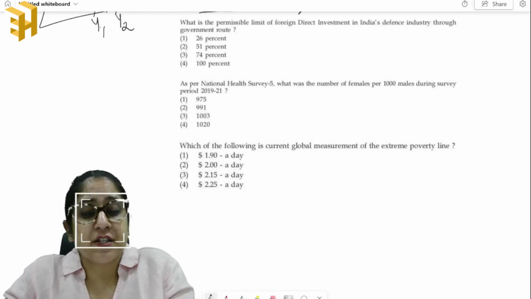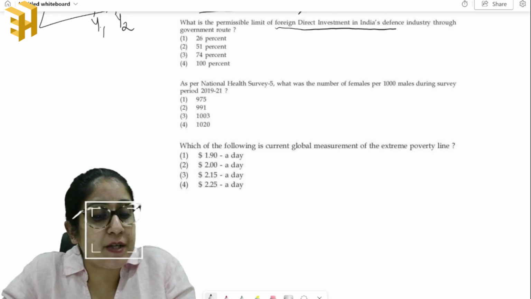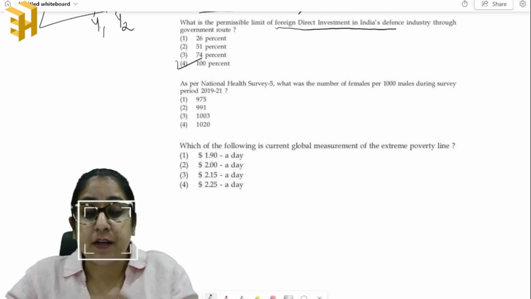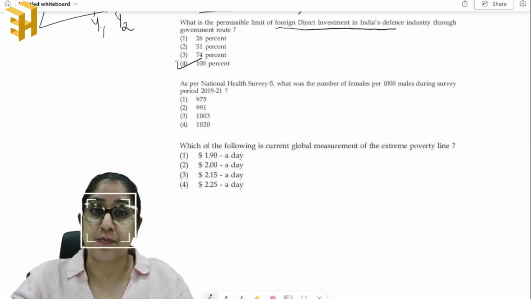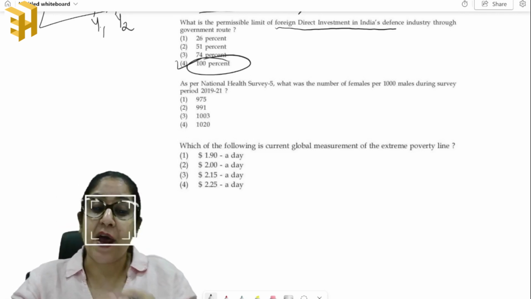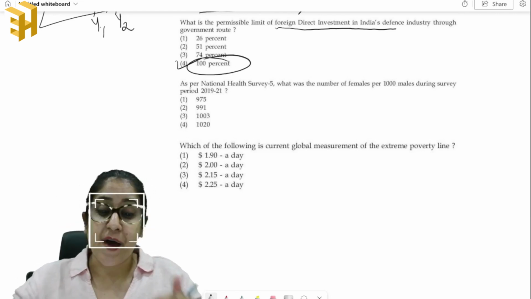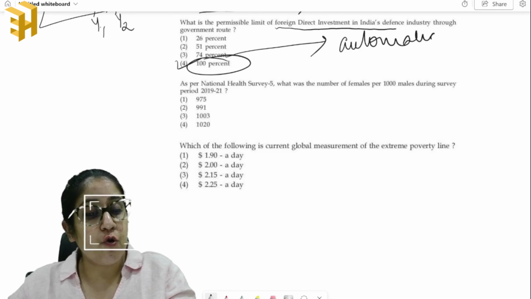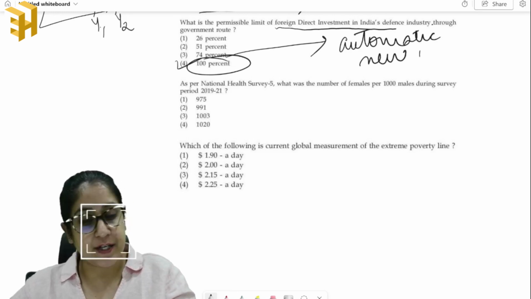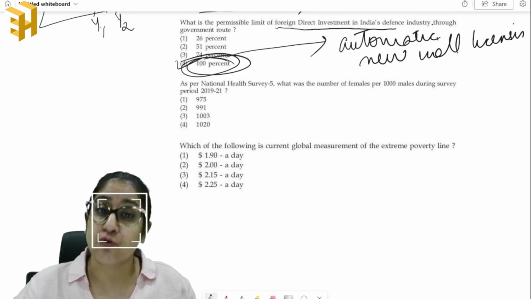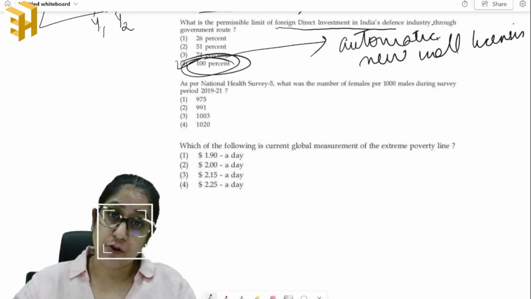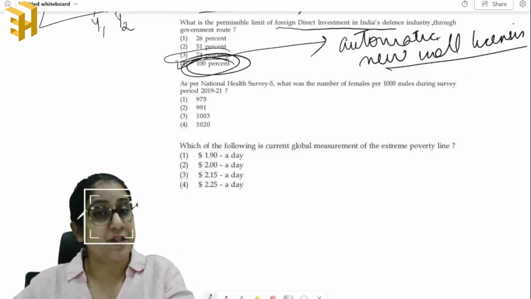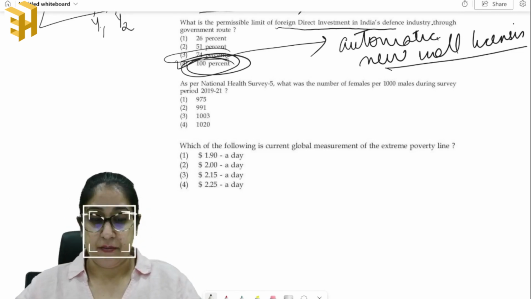Next question. What is the permissible limit of foreign direct investment in India's defense industry through the government route? The answer is 100%. Now you must be confused between 74 and 100%. So 100% is when it is approved through the government route, whereas 74% is when we adopt the automatic route through new industrial licenses. If you're going through the government, then it is 100%. If you're going through the automatic route via the new industrial license, then the limit is 74%. Please keep that in mind. Next question.